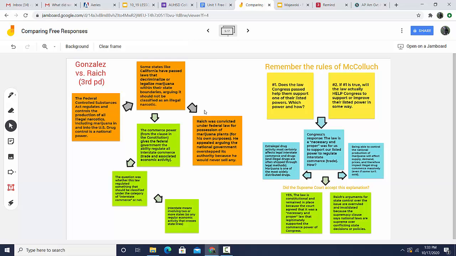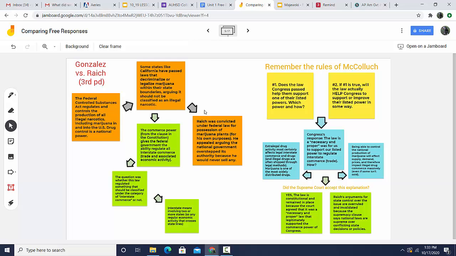States obviously have drug enforcement powers too. Some states, like California, have passed laws that decriminalize or legalize marijuana within their states, and they argue that it shouldn't be classified as an illegal drug. And so the national government's definition of it and the state government's conflict right now. The government passed the Federal Controlled Substances Act, and it specifically said we can regulate marijuana just like we would any other illegal drug. All right, well, Raich was convicted. He was a Californian who was convicted under the law for possession of marijuana plants. They were for his own purposes, so they weren't going to be involved in commerce in any way.